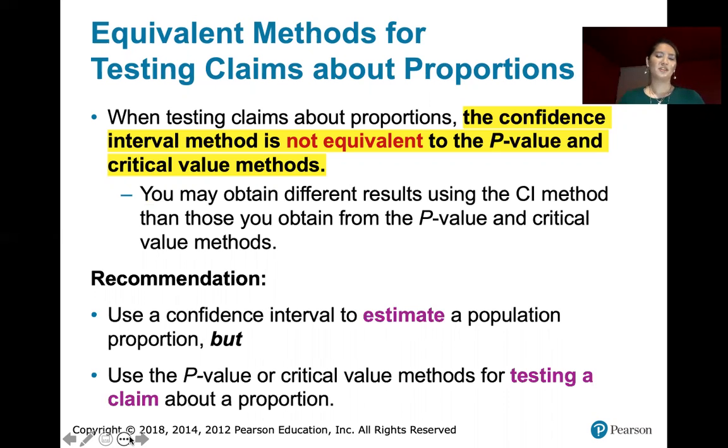But with the p-value method or critical value method, we are assuming a value for the population proportion. And by assuming that value, we are also assuming a value for the standard deviation of the sampling distribution of p-hat. So we're going to get two different results. And I recommend that you use the confidence interval to estimate a population proportion. It's constructed in order to estimate a population proportion. And then you use the p-value and critical value methods for testing claims about proportions.